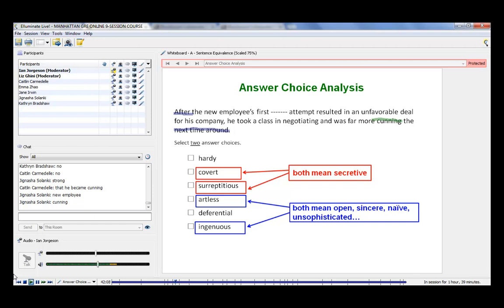Right? And we can also take a look at other clues in here. There's the idea that it was an unfavorable deal. He took a class in negotiating. But the main thing here is that he used to be something, and then he did something else and became more cunning. So what's the opposite of cunning? Secretive or sincere and naive?